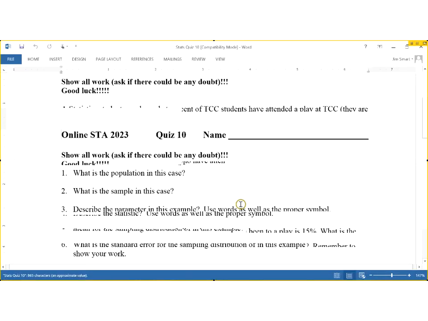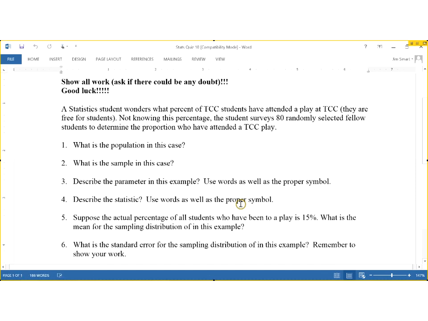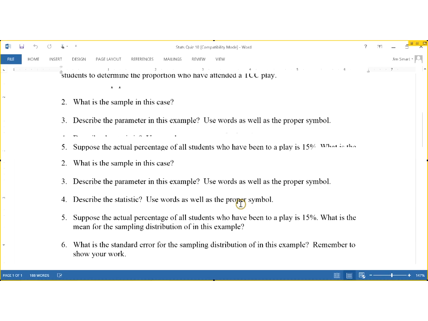So population, sample, those are things we've talked about before. The parameter is just what we were talking about before, so in this case it is the population proportion. You need to describe that in words. And then the statistic comes from the sample. You need to describe that in words. Then it gives you the actual percentage, and it asks you to give the mean for the sampling distribution. And then it asks what's the standard error, so you use the formula there. And as it says, remember to show your work.